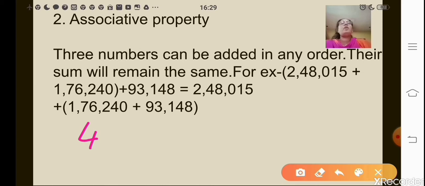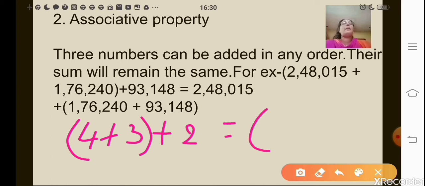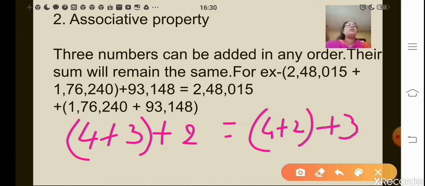Suppose I say 4 plus 3 and then add 2, that is 7 plus 2, which is 9. Or if I say 4 plus 2 and then add 3, so 6 plus 3, that will also give me the same answer, that is 9. That is what it means, that 3 numbers can be added in any order. Their sum will remain the same. Here the number given is a 6-digit number, so I have just shown you an example of single digit numbers.